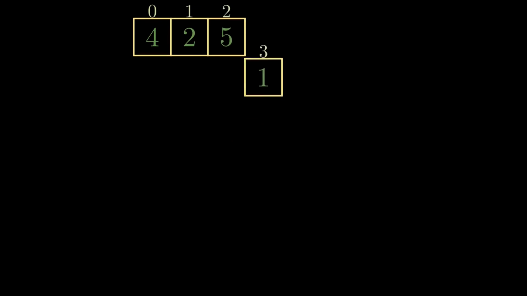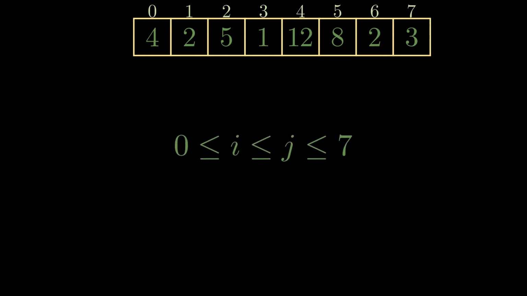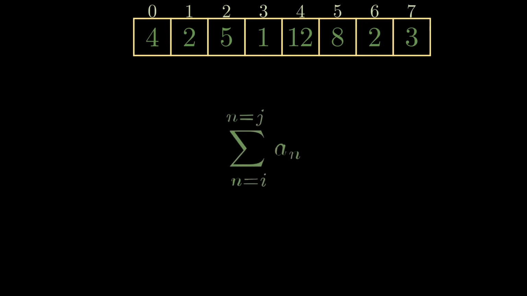Consider the following array. It has length 8 and it is 0 indexed. Let's call it A. Each time I will give you two integers i and j between 0 and 7, and I will ask you to calculate the sum of all entries between i and j. Let's do an example. Let's calculate the sum of entries between 2 and 5.